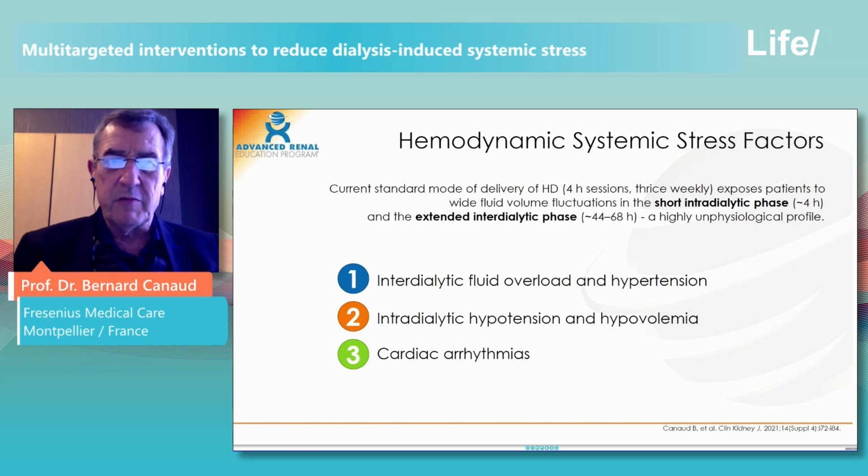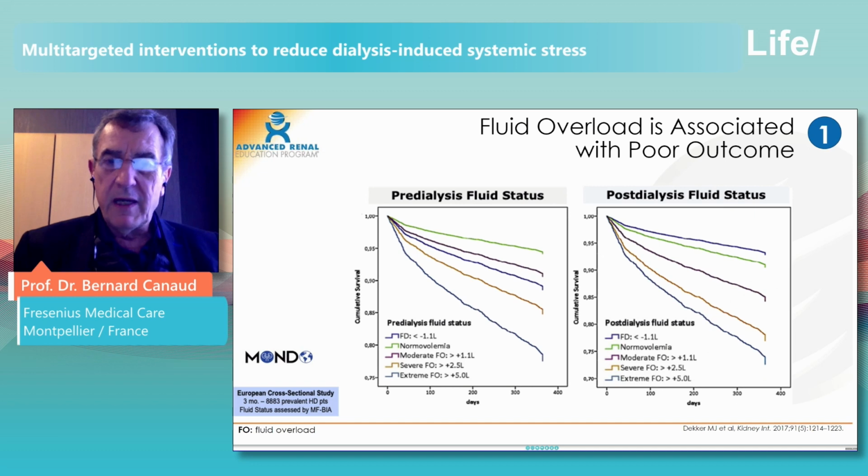So I will take some examples. Hemodynamic systemic stress: I selected 3, fluid overload and hypertension, hypotension and hypovolemia, and cardiac arrhythmia.